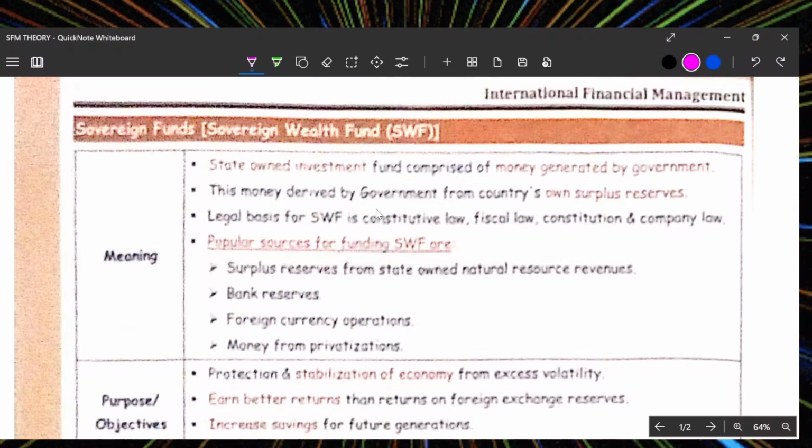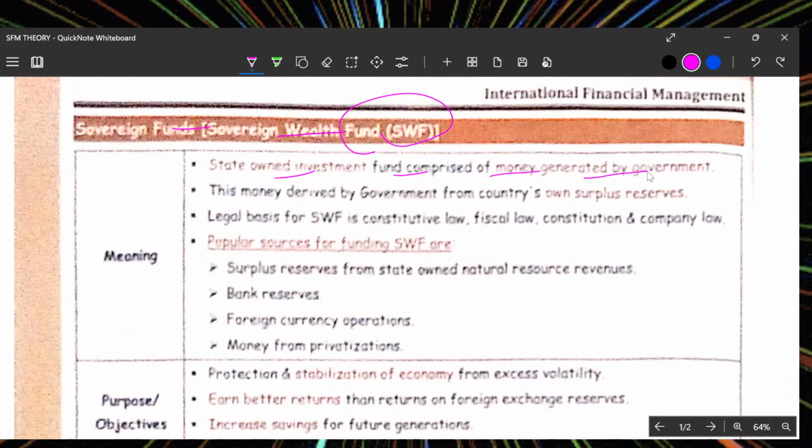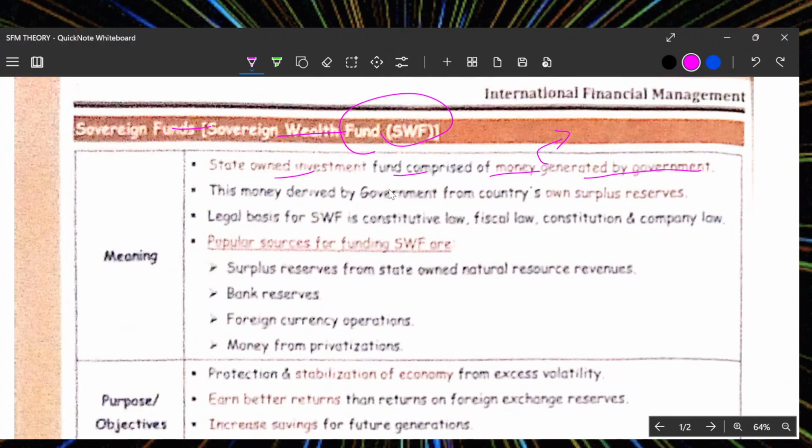Sovereign fund. What is a sovereign fund? A sovereign fund is a sovereign wealth fund. It is a state-owned investment fund comprising money generated by the government. So the government is generating money that comprises one fund, that is the sovereign fund. This money is derived by the government from countries that own surplus reserves.